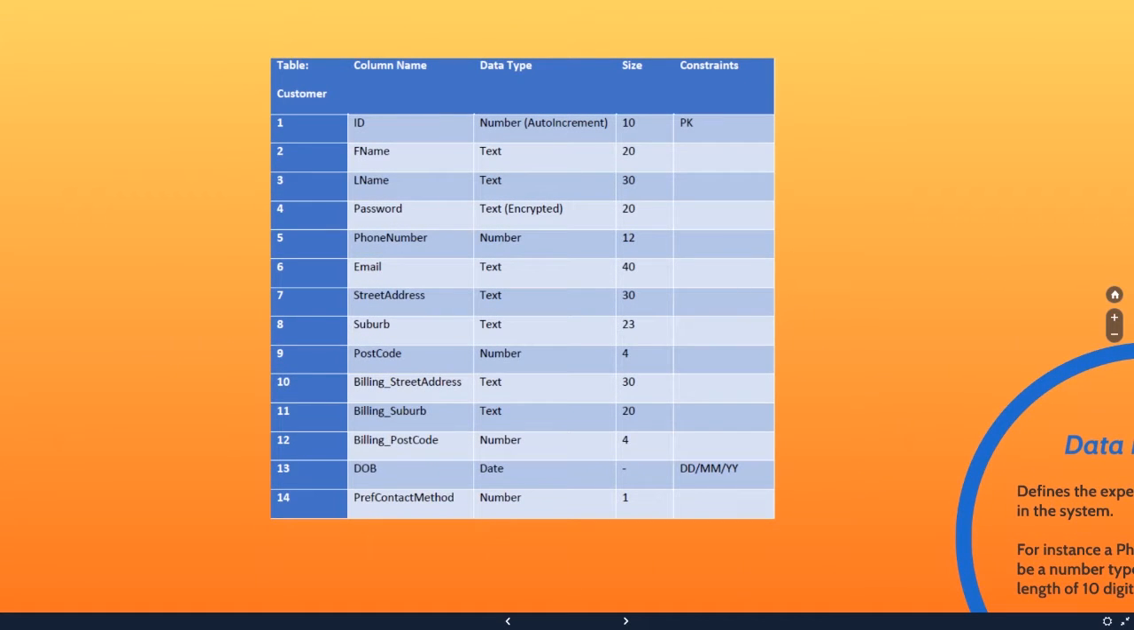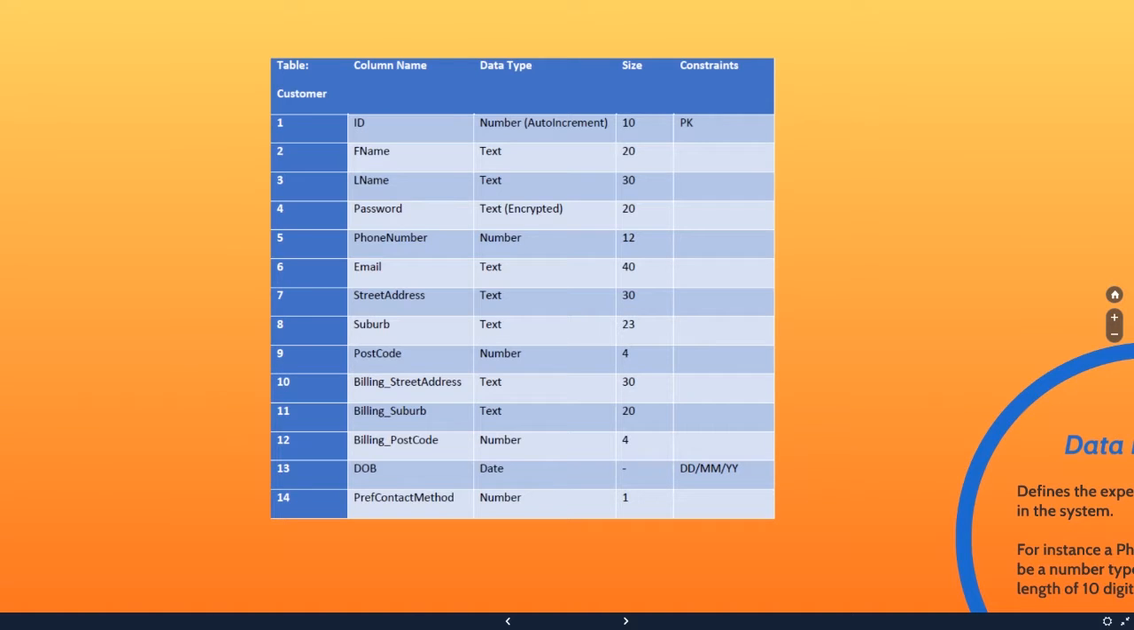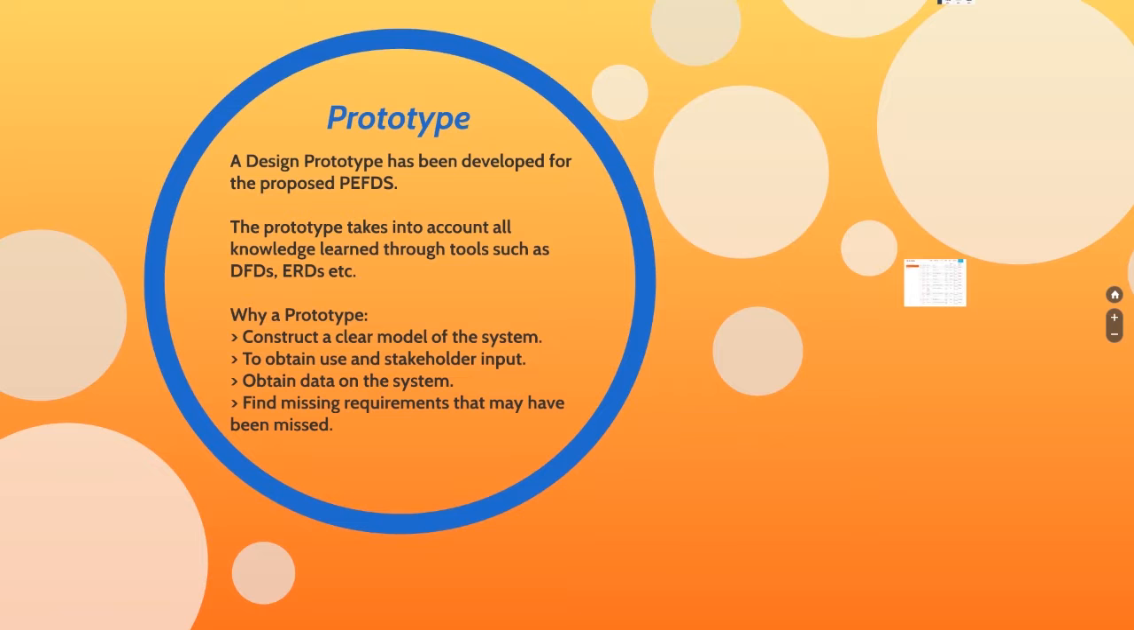So as we can see here, a date of birth would have an expected input of day, month, year, whereas a billing postcode would be a size of 4, and a street address might be a size of 30. So how would this system look? Well, to date, a design prototype has been developed. The prototype considers all knowledge learned through tools such as DFDs and entity relationship diagrams.